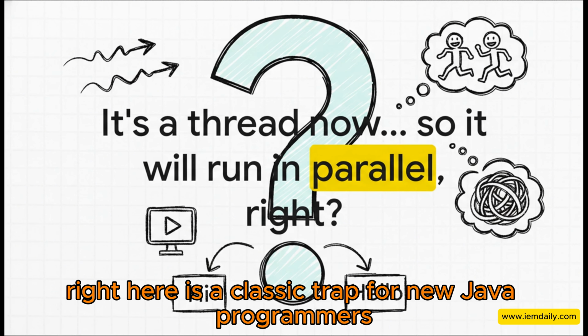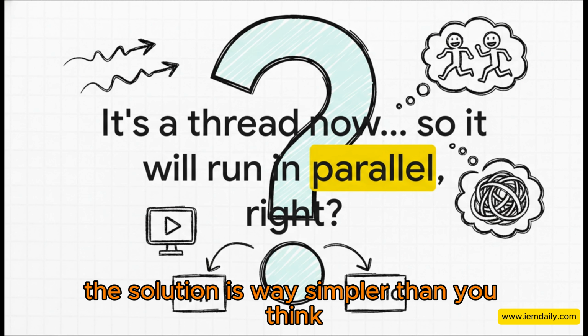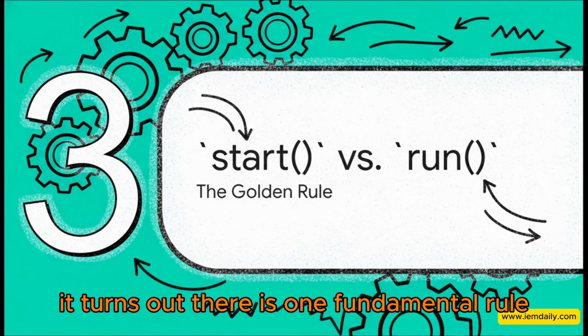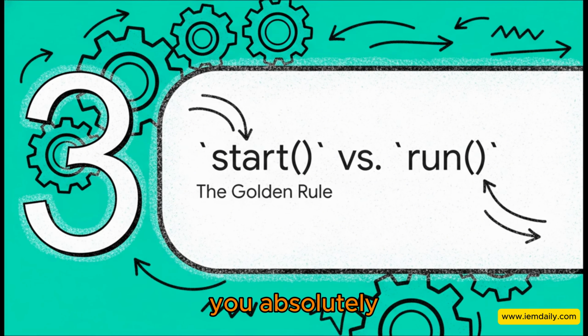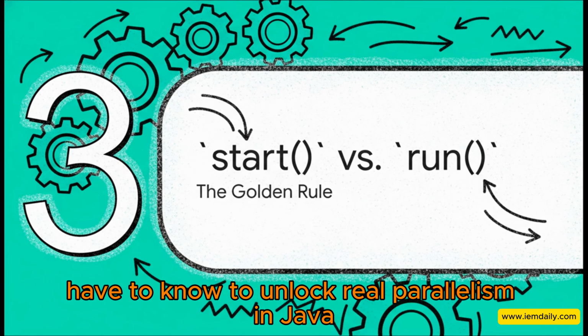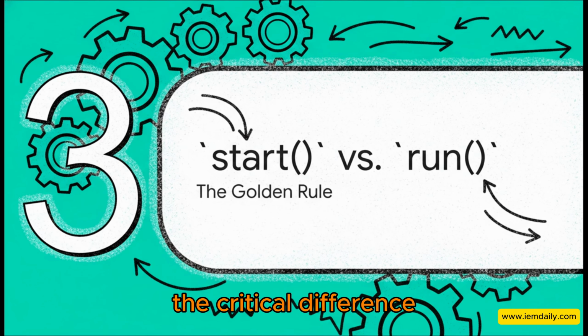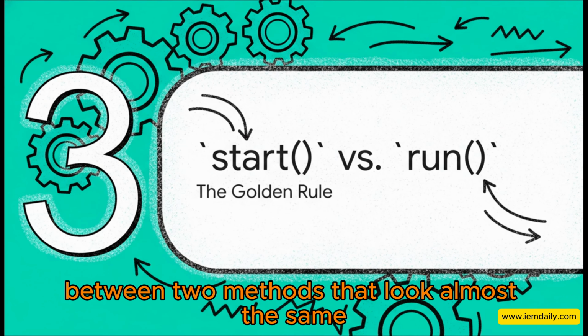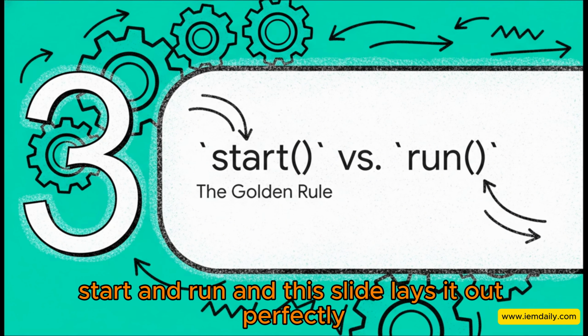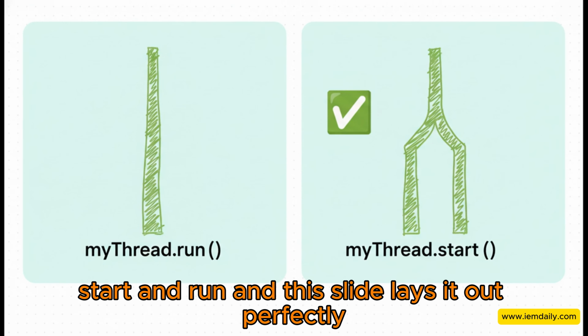This, right here, is a classic trap for new Java programmers. But don't worry, the solution is way simpler than you think. It turns out there is one fundamental rule you absolutely have to know to unlock real parallelism in Java. And it all comes down to understanding the critical difference between 2 methods that look almost the same. Start and run. And this slide lays it out perfectly.